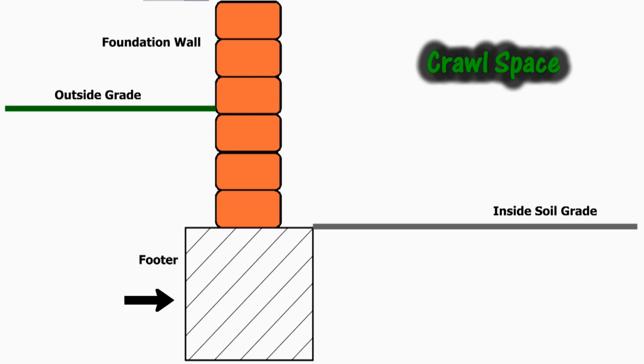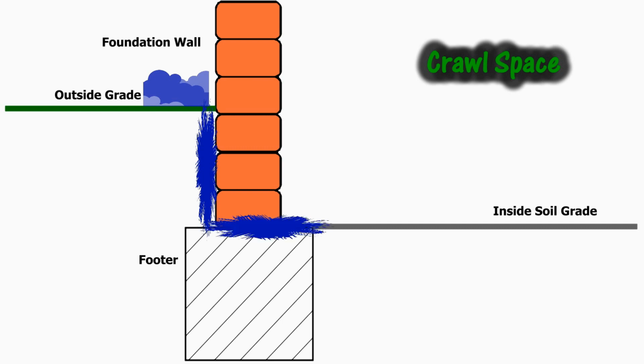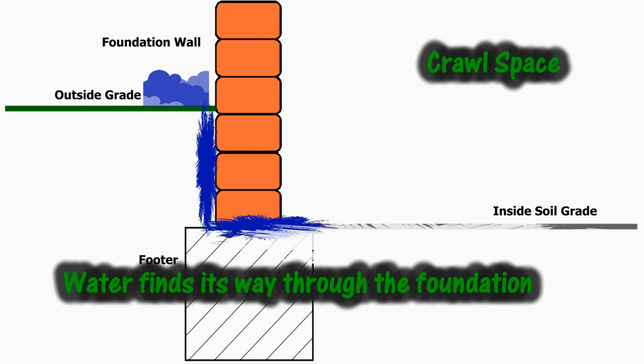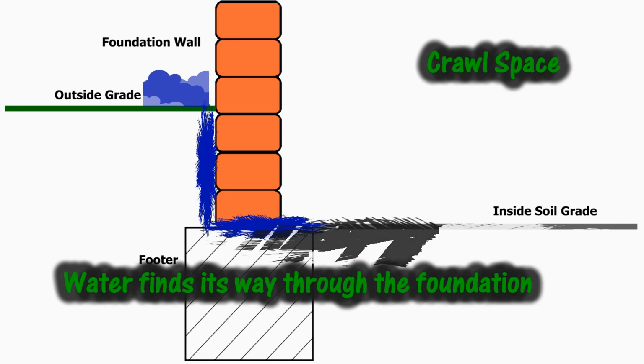So you can see the outside grade of the soil that is pushed up against the foundation wall. Here is inside the crawl space. This is the level of soil inside the crawl space. When it rains, water comes down the wall, it pools up, and it finds a way down inside the crawl space. Within just a few minutes, that water has now filled up the soil inside your crawl space, and you will see water on the ground.